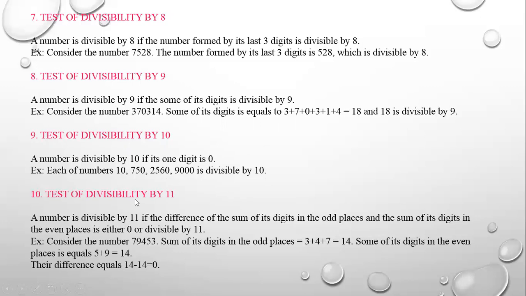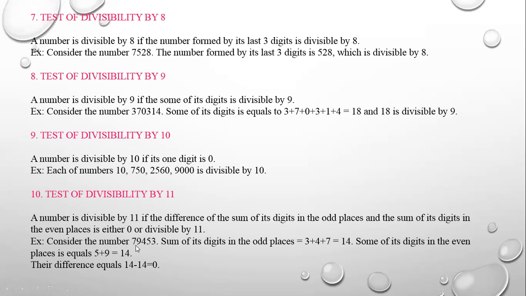Next, the last one is the test of divisibility by 11. So here you see, when can we say that a number is divisible by 11? If the difference of the sum of its digits in the odd places and the sum of its digits in even places is either 0 or divisible by 11. So let us see the example here. Consider the number to be 79453. So what we have to do first of all, from this number find out which are in the odd places and the numbers which are in even places.